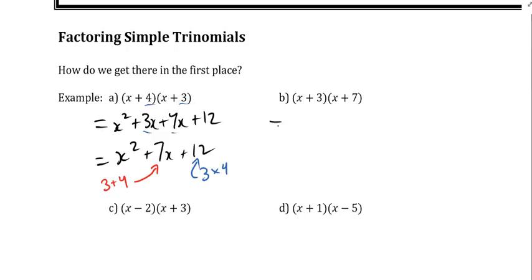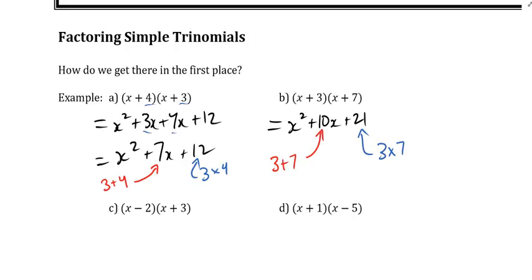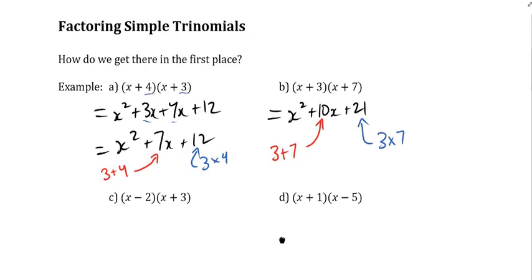So can somebody do this one for me, in one step? Who can answer this one for me? Megan? So I think what Megan did is she said, the middle term is going to be 3 plus 7, which is 10, and the outside term is going to be 3 times 7, which is 21. Very good. Everybody agrees that's the right answer? Everybody's happy with that? Awesome.